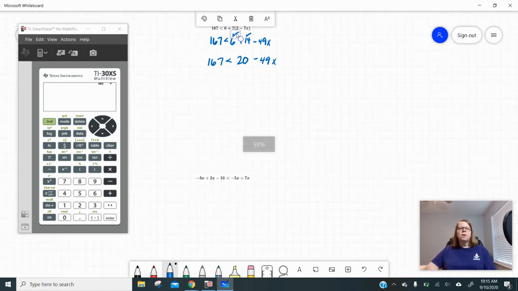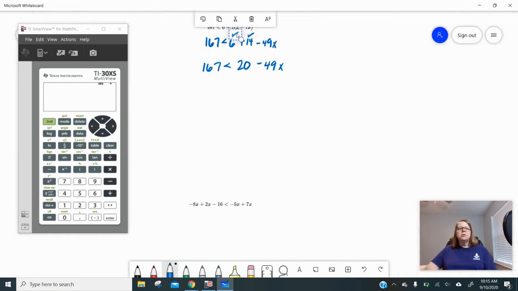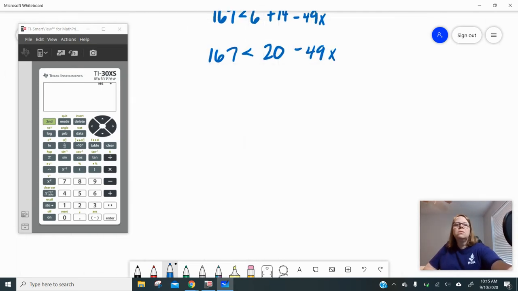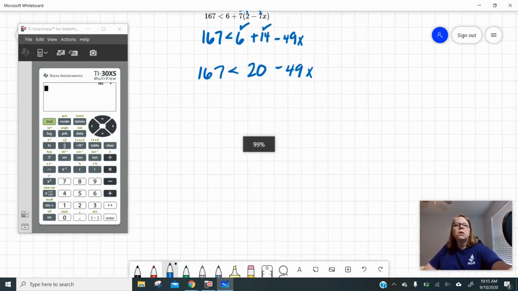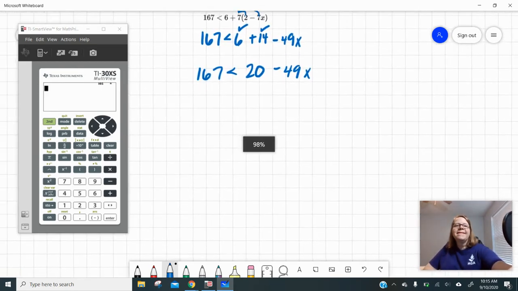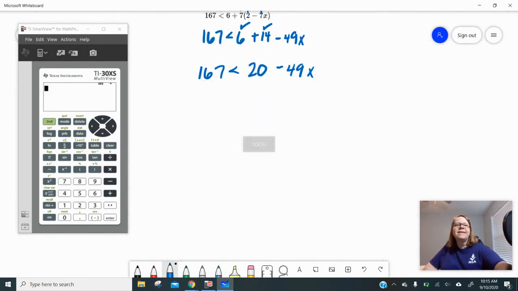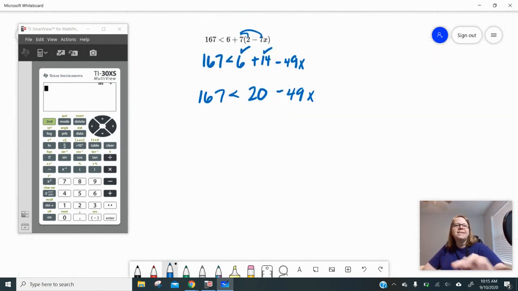All right, why is it doing that? I've got to figure out how to lock that in so that does not happen. I don't know. All right.